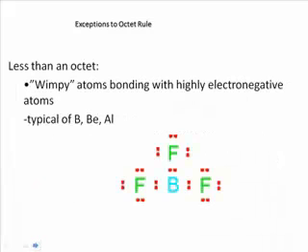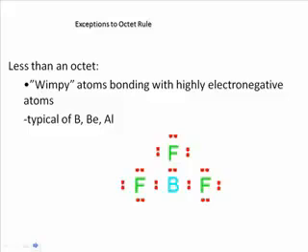Okay, there are some exceptions to the octet rule. The first type we'll look at is where we have atoms that have less than a full octet, and that is the way that they exist. I call these wimpy atoms. These are atoms that basically will not force another atom, especially those with high electronegativity, to share electrons with them.